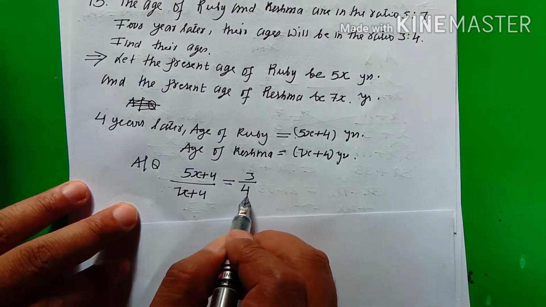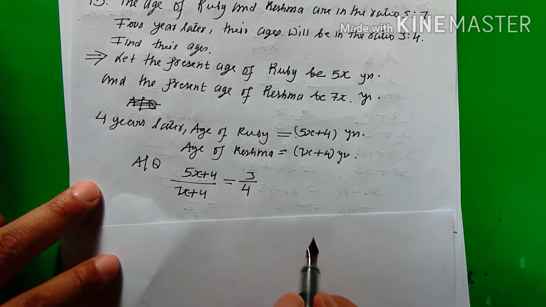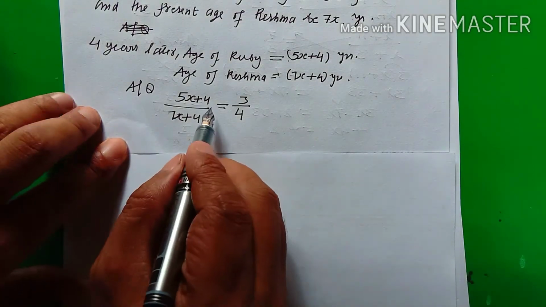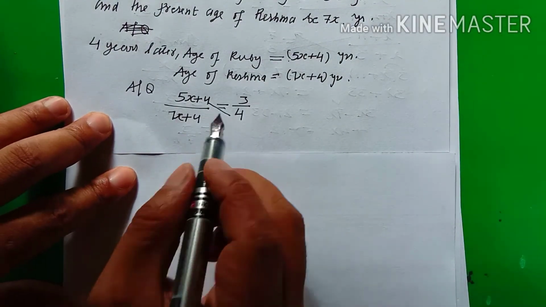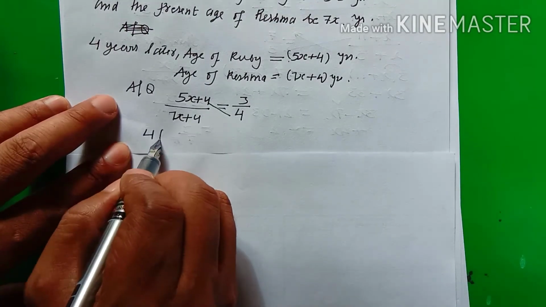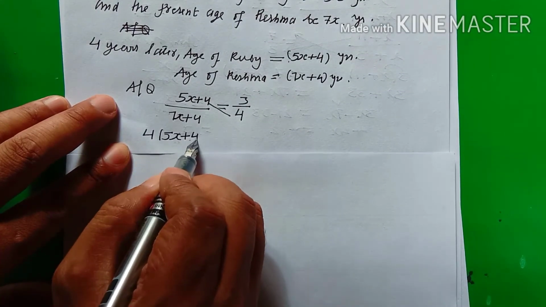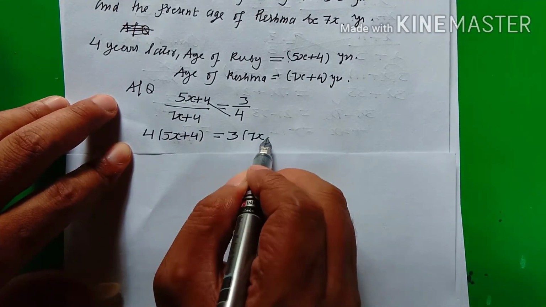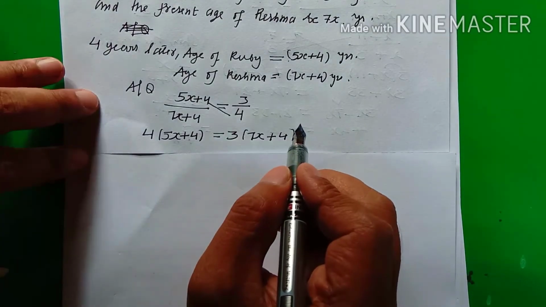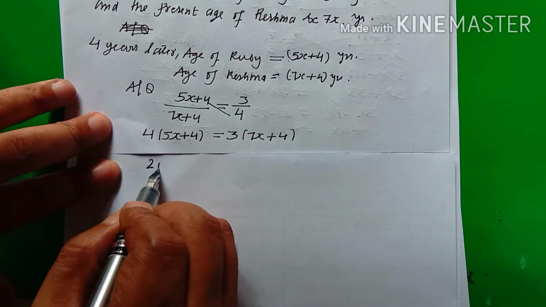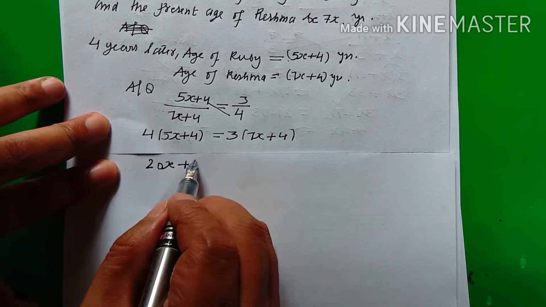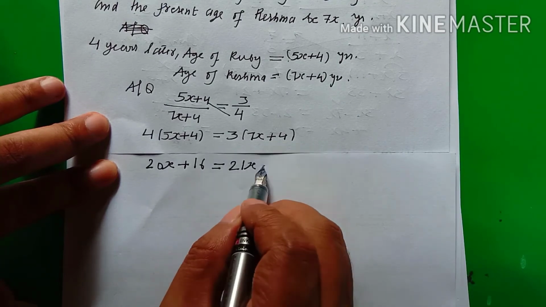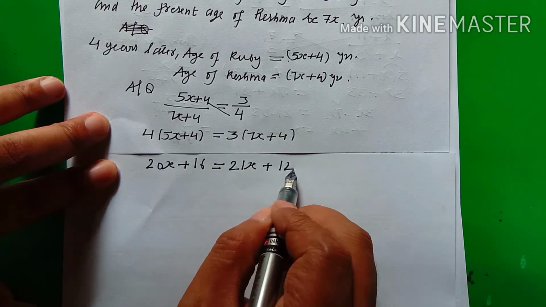Now what you have to do here is take a cross multiplication. If you take a cross multiplication with 4, you multiply, so we get 4 into 5x plus 4. Likewise on the other side, with 3 into 7x plus 4. That will give 4 5s are 20x plus 4 4s are 16, equals 7 3s are 21x plus 3 4s, which is 12.